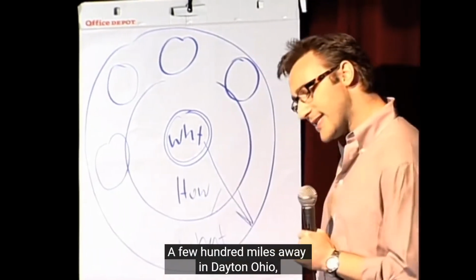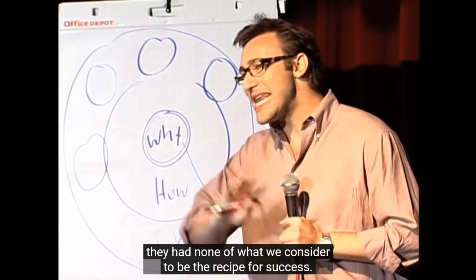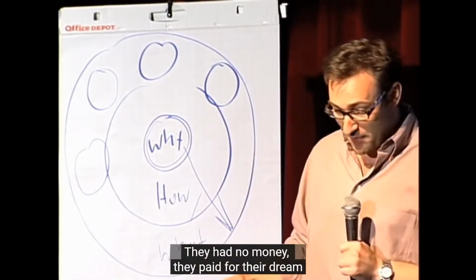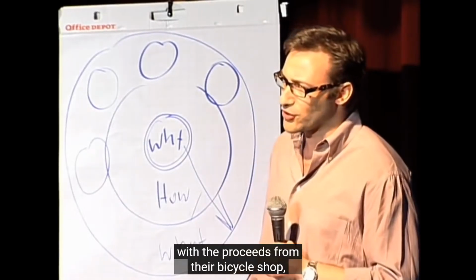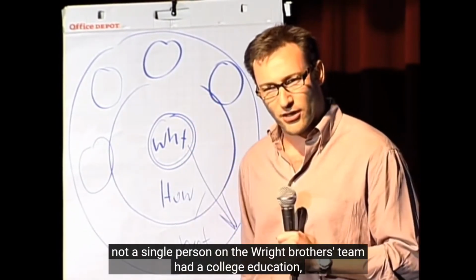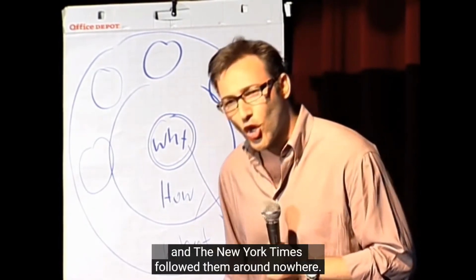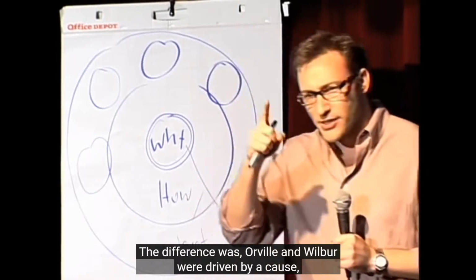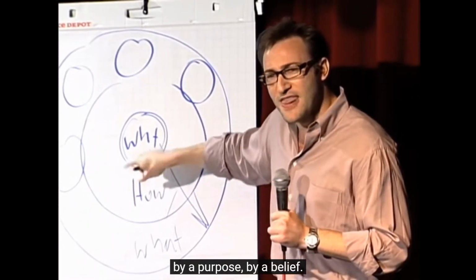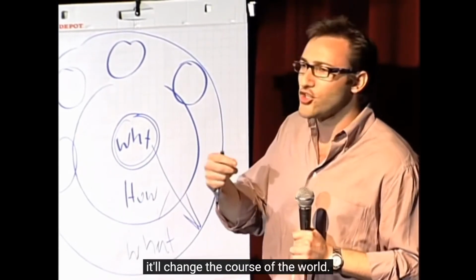A few hundred miles away in Dayton, Ohio, were Orville and Wilbur Wright. They had none of what we consider to be the recipe for success. They had no money. They paid for their dream with the proceeds from their bicycle shop. Not a single person on the Wright brothers' team had a college education, not even Orville or Wilbur. And the New York Times followed them around nowhere. The difference was Orville and Wilbur were driven by a cause, by a purpose, by a belief. They believed that if they could figure out this flying machine, it would change the course of the world.